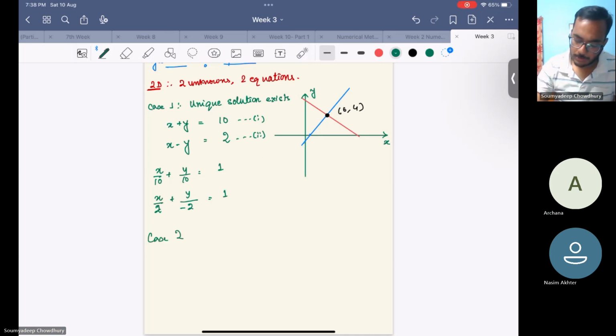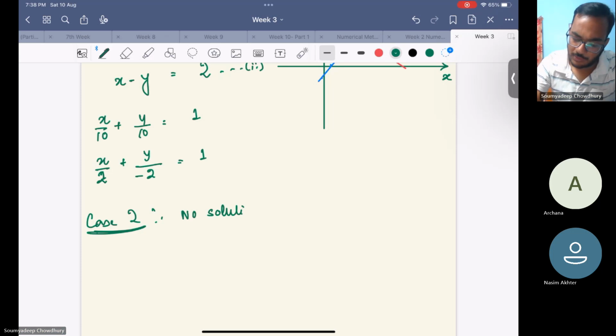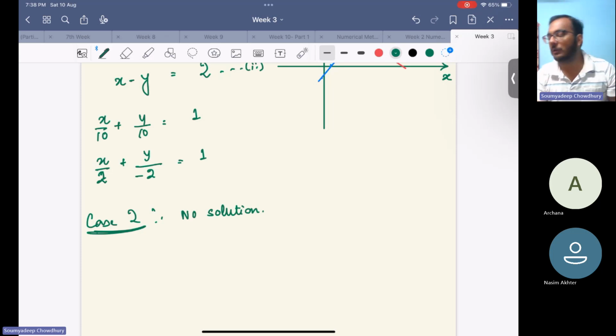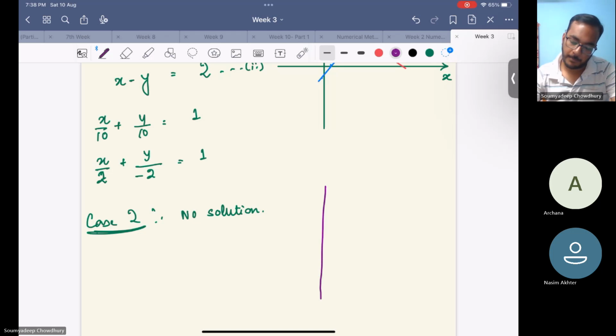Yes, sir. Okay. So now second case was basically no solution. So can you tell me when can two equations have no solutions? Means in the geometrical approach, can you tell me how we can interpret that one? Any idea?